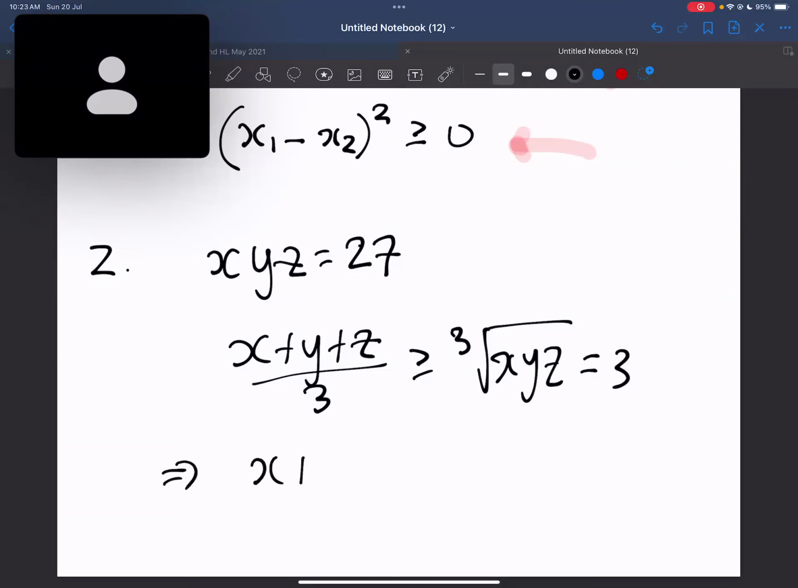That means that x plus y plus z is greater than or equal to 9, right? We get this by multiplying both sides by 3. So therefore, the minimum value of x plus y plus z that we were asked for is going to be 9. And that's going to be when equality holds, right? And if we think back to the condition for when equality holds, that is when all of the terms are equal. So that would be when x equals y equals z, which equals 3. So that is your solution.